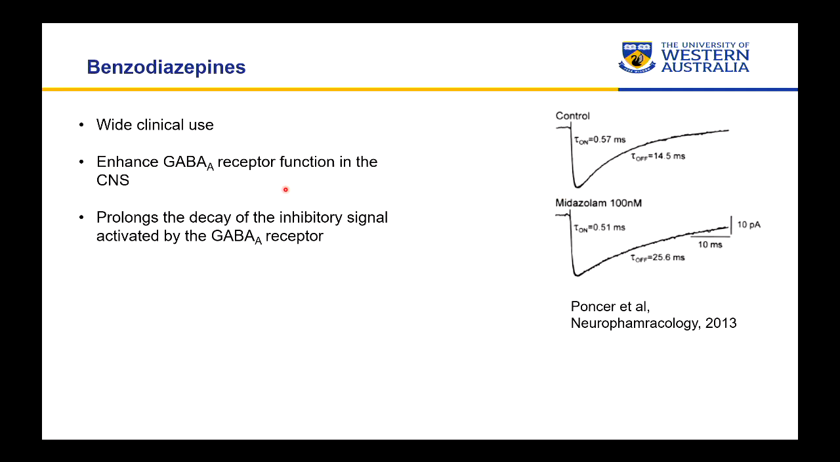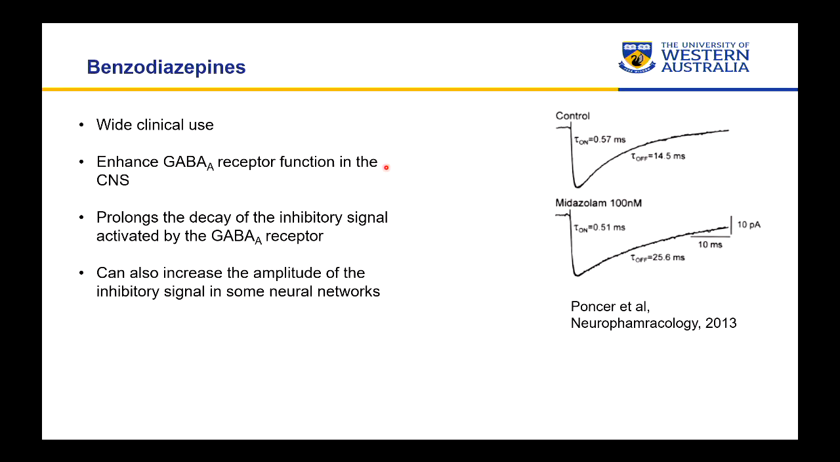And like it says here, it prolongs the decay of the inhibitory signal, so it stays active for a longer period of time compared to if you don't have it. In some cases, it can also increase the amplitude. When we're talking about amplitude, we're talking about the amount of current. In this case, it doesn't show you a change in amplitude. It seems to go to the same kind of level.